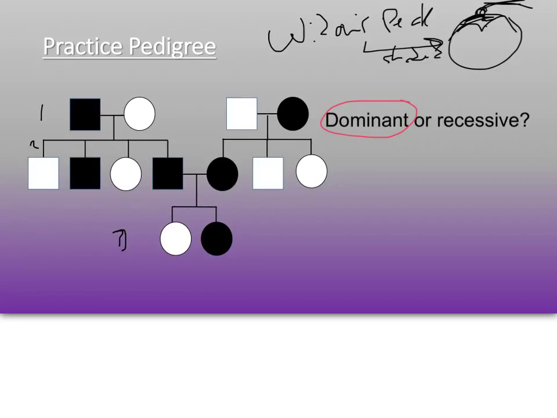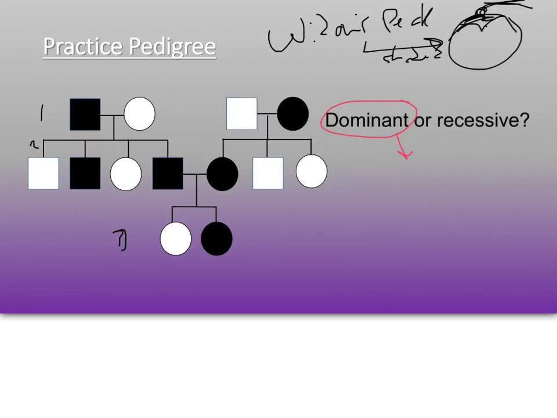Right? Now, if there were very few people shaded in, say maybe just one person or two people, and if we had skipped a generation, so maybe no one in that middle row was shaded in, then it's probably more likely to be recessive.